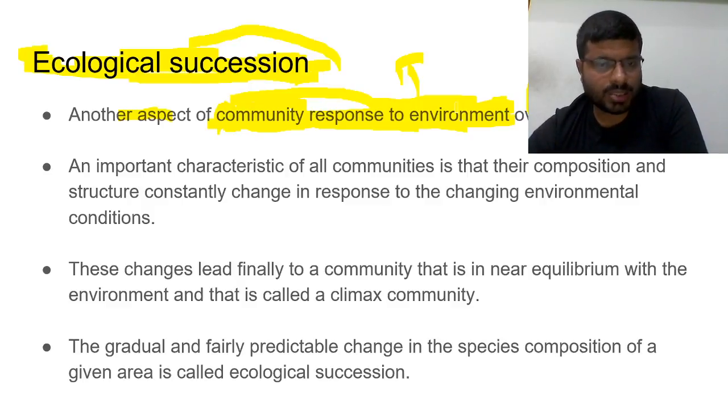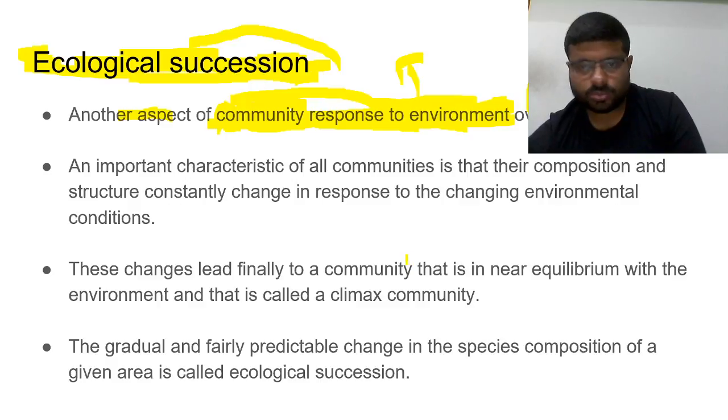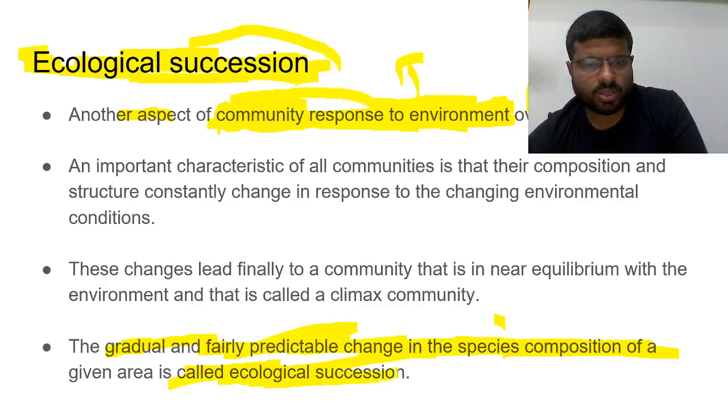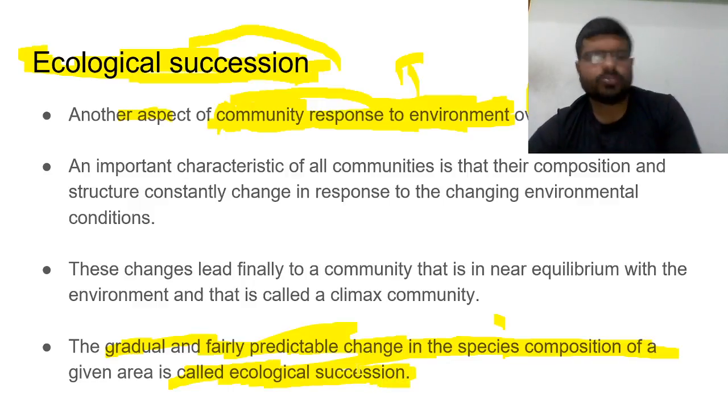So what is ecological succession? The gradual and fairly predictable change in the species composition of a given area is called ecological succession. How the change, which is predictable and gradual in nature, in the composition of species happens in an area over a time period is called ecological succession.